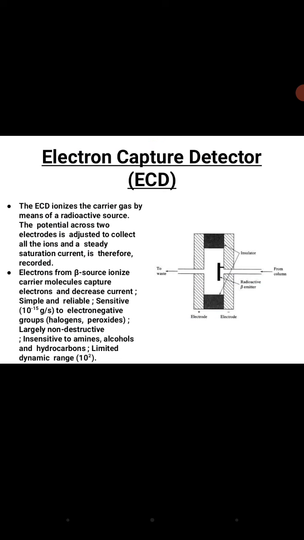Electrons from beta sources ionize carrier molecules, capture electrons and decrease current. Simple and reliable. Sensitive to electronegative groups, halogens, peroxides, largely non-destructive, insensitive to amines, alcohols and hydrocarbons. Limited dynamic range. So that's the end of the presentation.